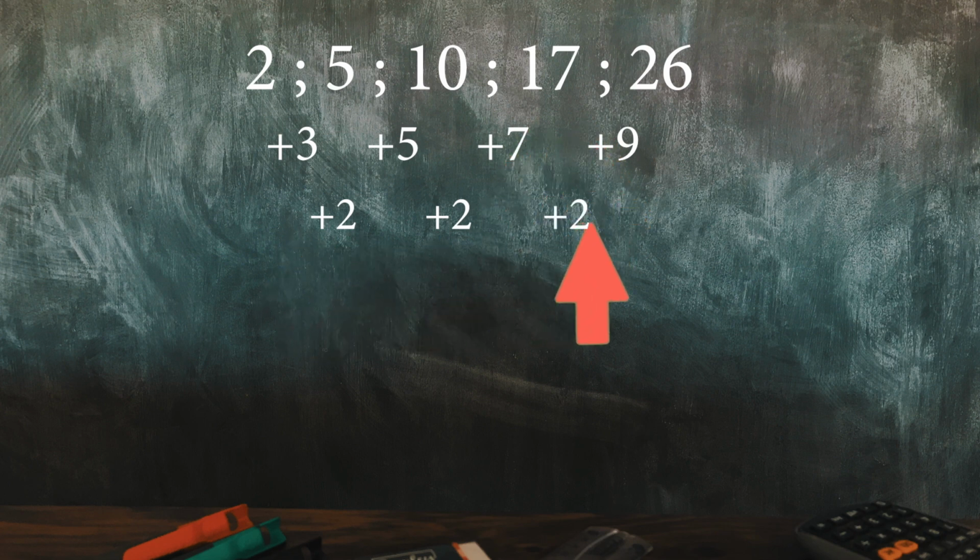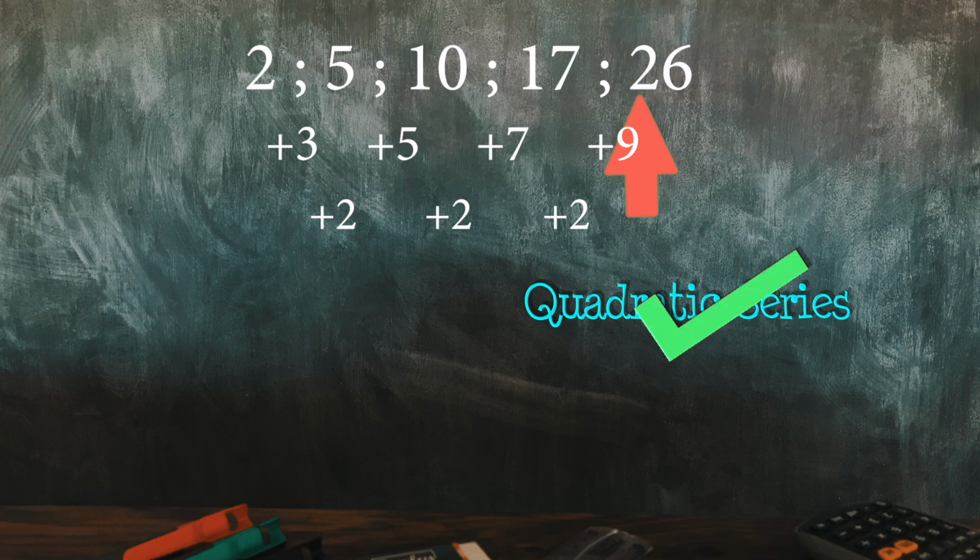And look at this. Now that we did it the second time, we see that we have exactly the same answer. This is now called a second constant difference. And when we have a second constant difference, this is not an arithmetic series, it is called a quadratic series. So let's go and see what we can do when we have a quadratic series.